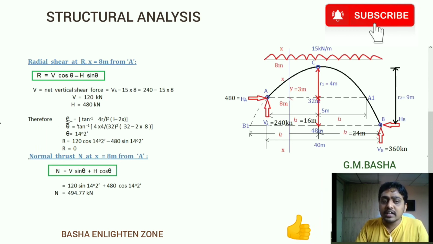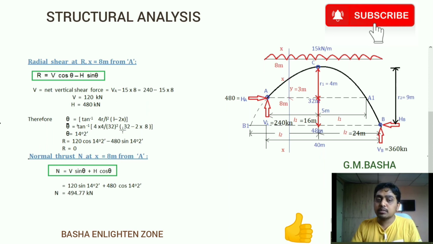So dy by dx will be equal to the slope, that is the region I am taking, that will be equal to tan theta. So tan theta, again I am sending this tan to the other side, means theta equal to tan inverse of the obtained value, 4r by L square into L minus 2x.